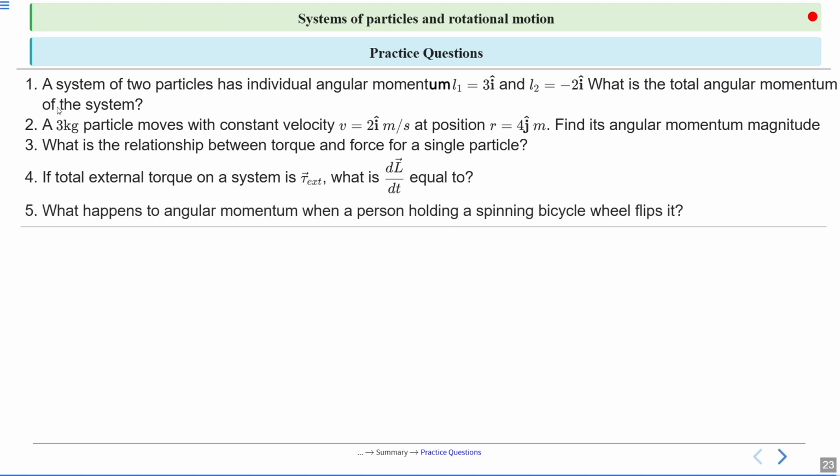Fifth, what happens to angular momentum when a person holding a spinning bicycle wheel flips it? Here you have to find the correct answer. So these 5 questions are homework.